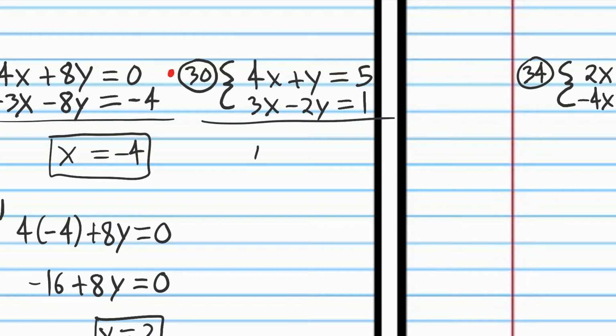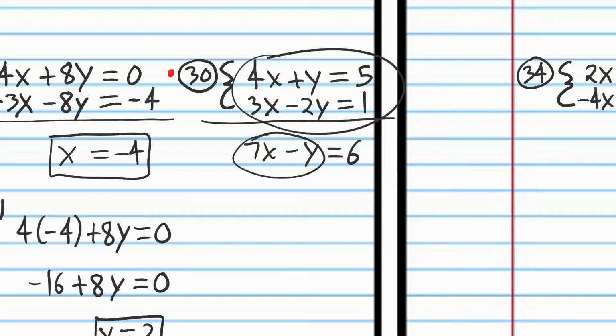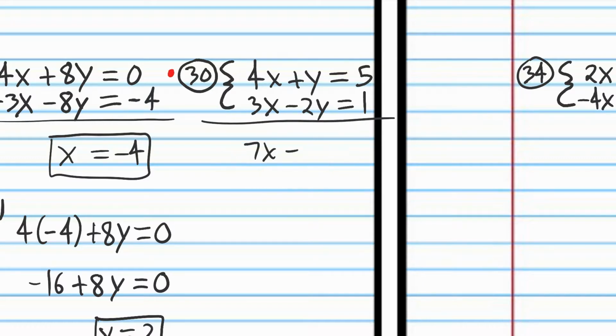If we add them up, we're just going to get 7x, and you add these two together, you get negative y, but nothing eliminated. You still have two variables. So adding these two equations is not going to do anything for you. Do you understand that? Adding these two equations is going to produce this equation, and nothing eliminates. So the elimination method doesn't work.